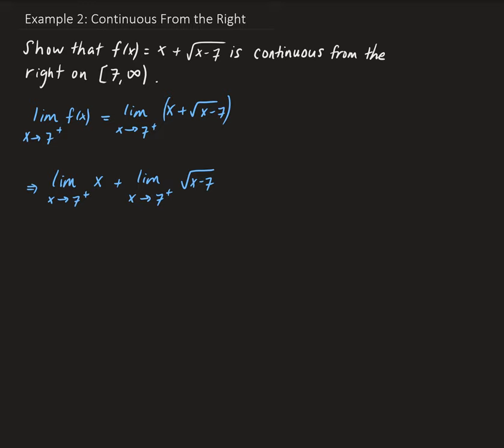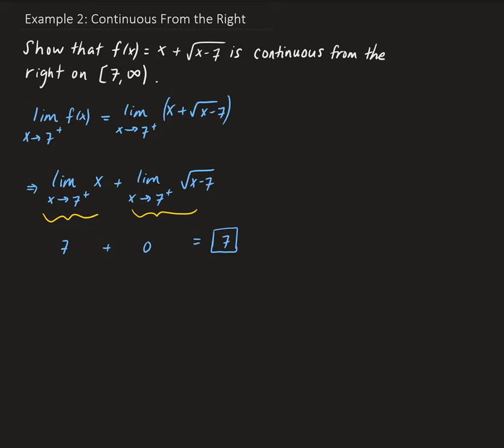From here, just doing a direct substitution, we get 7. And from here, we're going to get 0. Therefore, the limit as x approaches 7 from the right is 7.